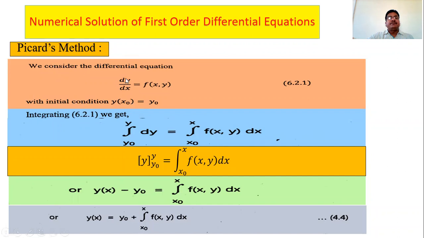So consider the ordinary differential equation dy by dx is equal to f(x, y), with initial condition y(x naught) is y naught. It means what? When x is x naught, then y is y naught. So the value of x is x naught and the value of y is y naught.